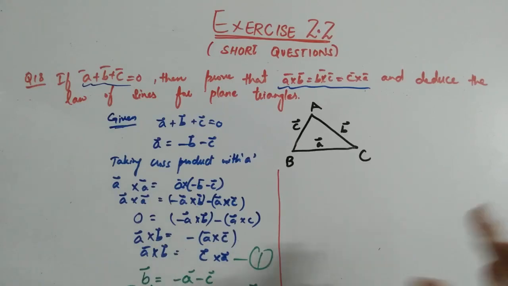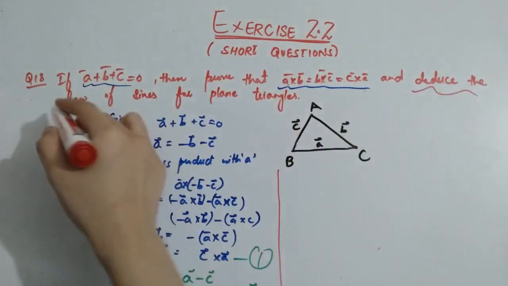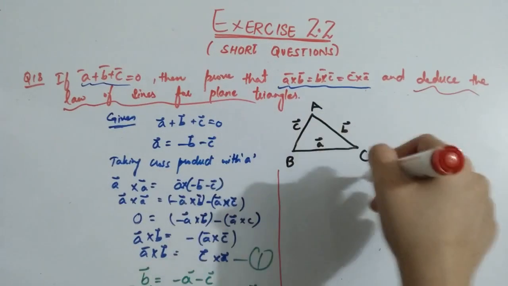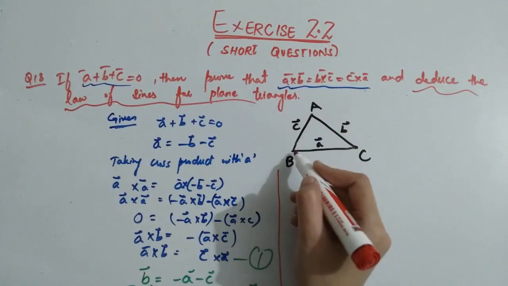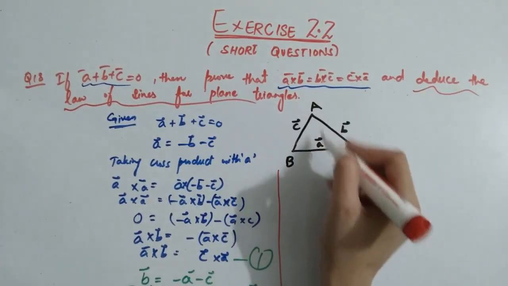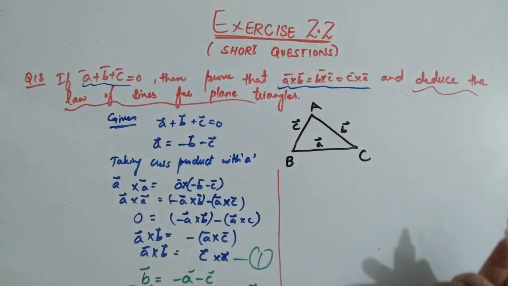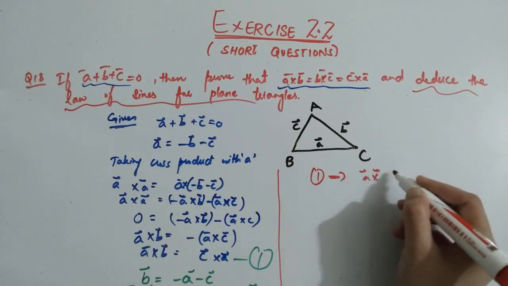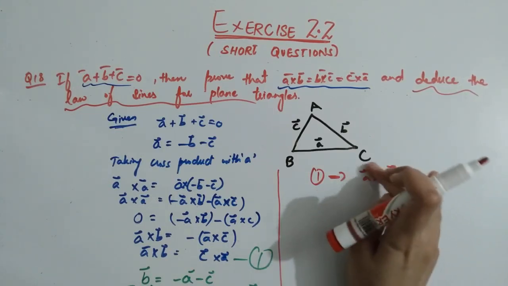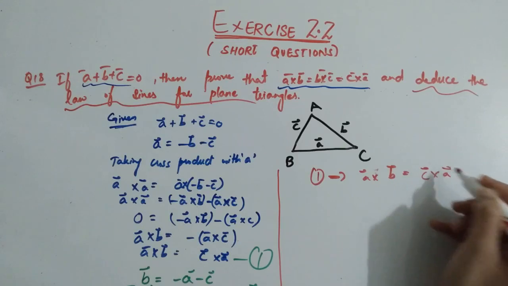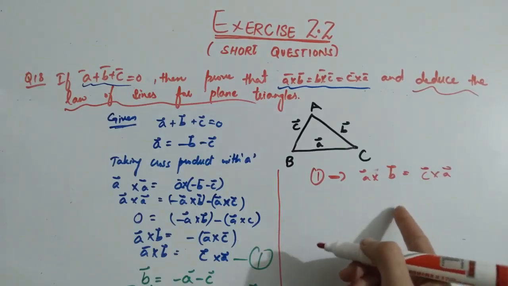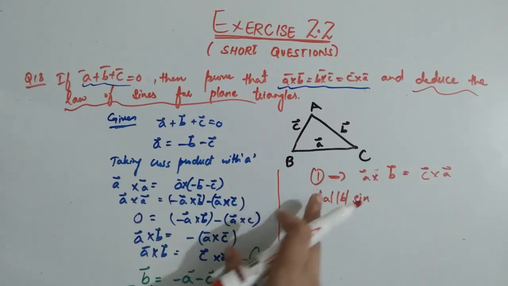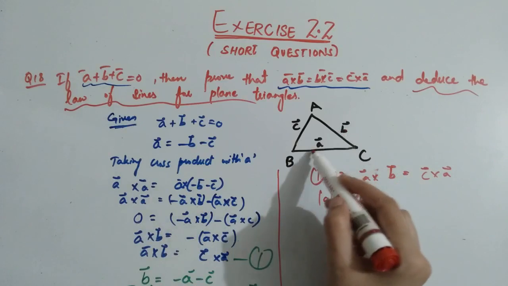Now learners, come towards the second part of this question, where you have to deduce the law of sines for plane triangles. So this is a triangle and A, B, C are the vertices and also the angles, and the opposite sides are A vector, B vector and C vector. So using the one equation, which is A cross B equals C cross A, you can write the formula of A cross B and C cross A as A magnitude, B magnitude, sine of theta. What is the angle between A and B? The angle between A and B is C.